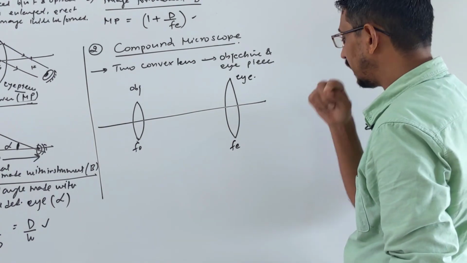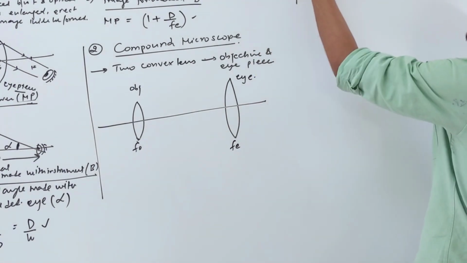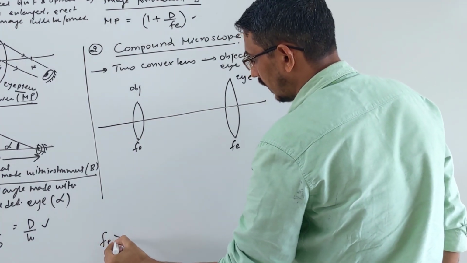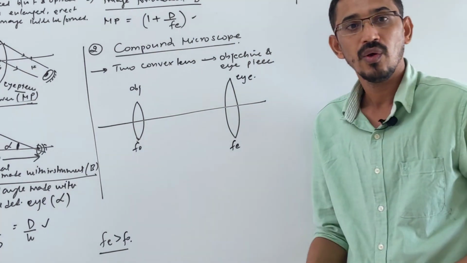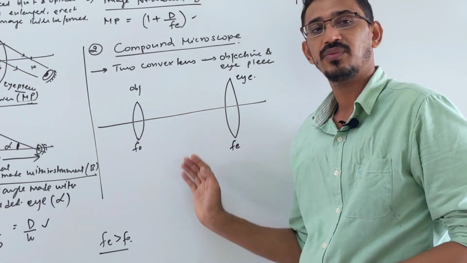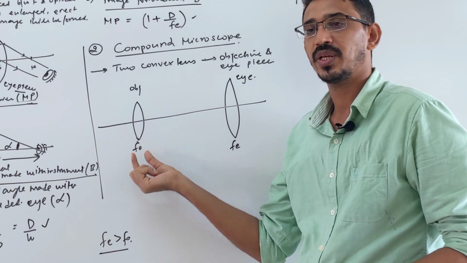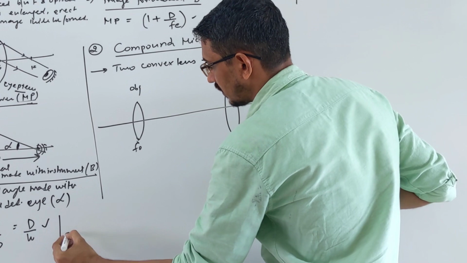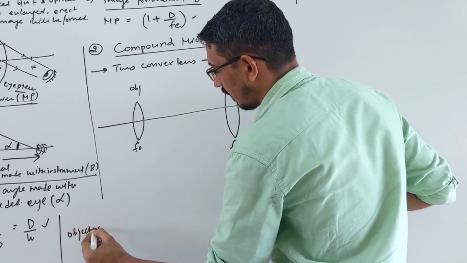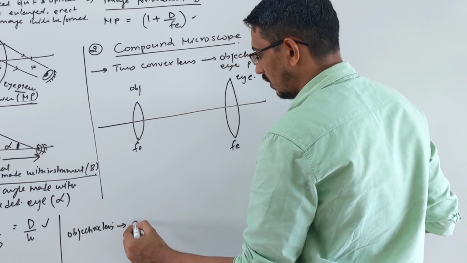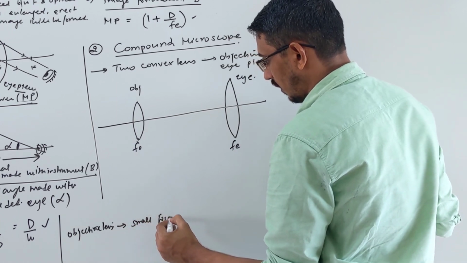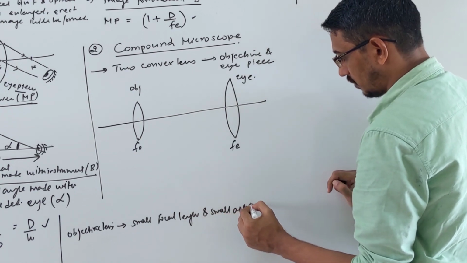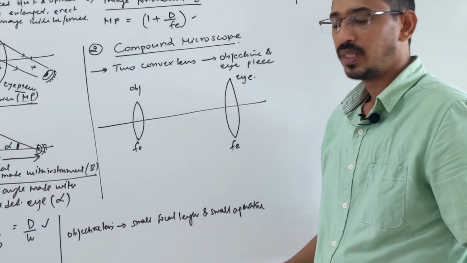Always remember that in a compound microscope, fe is always greater than f naught. The focal length of the eyepiece is greater than the focal length of the objective lens. The objective lens, which is placed close to the object, has a small focal length and a small aperture also. Aperture means diameter, right? Both are small.